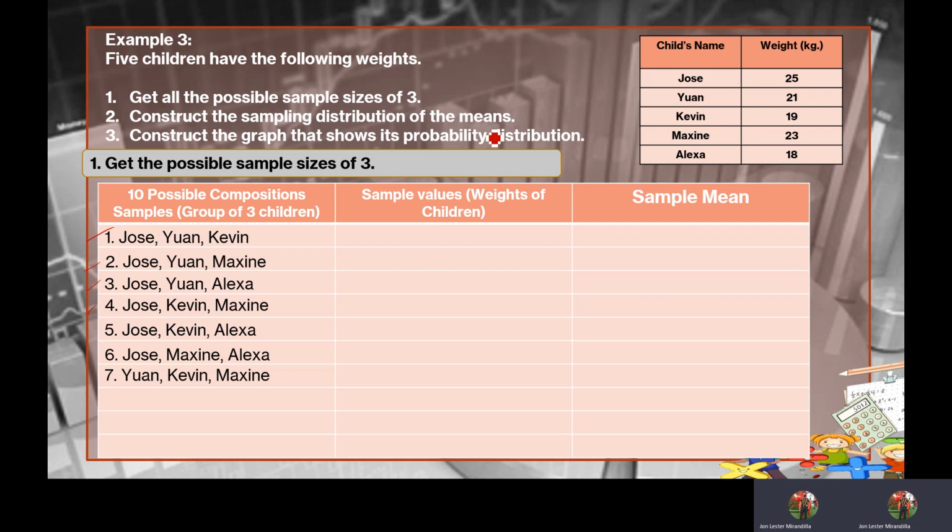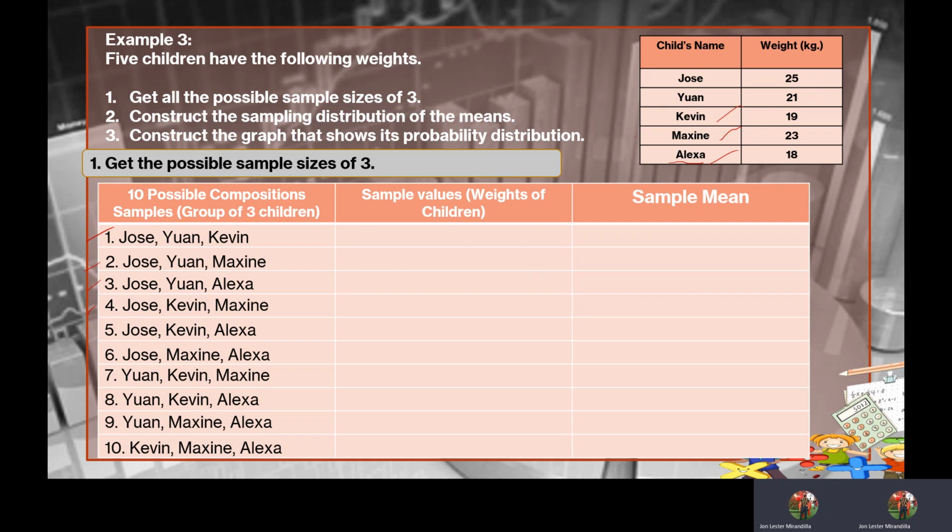Start tayo sa Yuan. Yuan, Kevin, and Maxine. Tama? Okay, next tayo. Yuan, Kevin, Alexa. Tama ba yun? Ayun. Next. Pwede ba si Yuan, Maxine, and Alexa? Yes, pwede. Then yung last natin yan is si Kevin, Maxine, and Alexa.